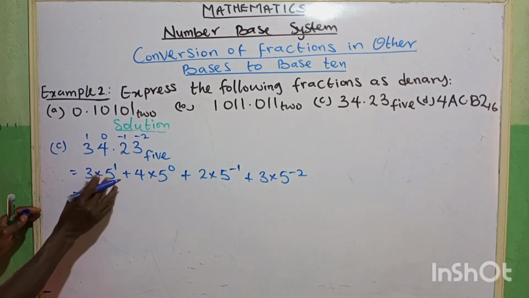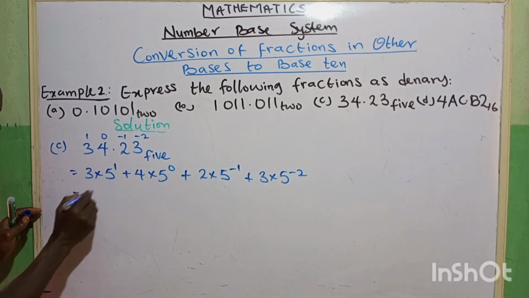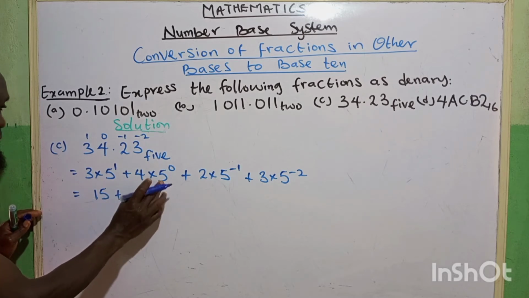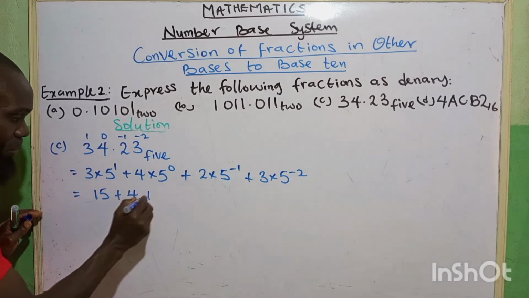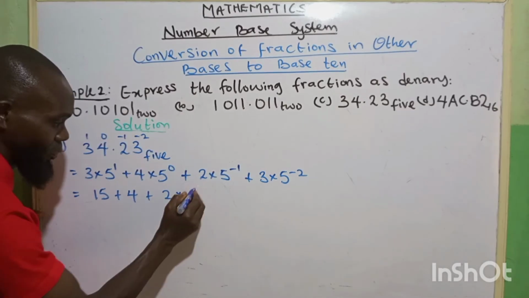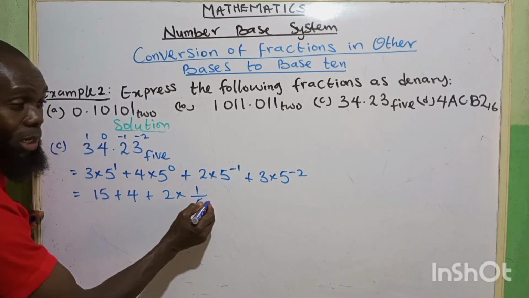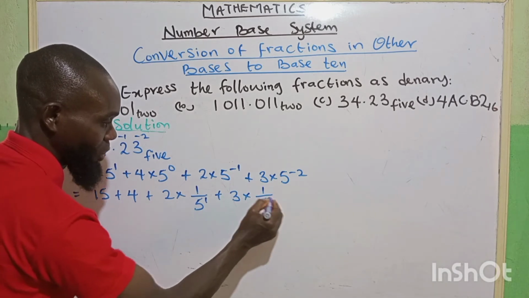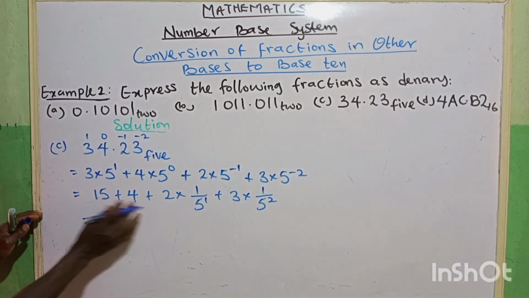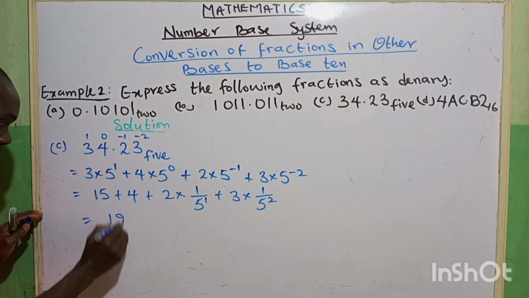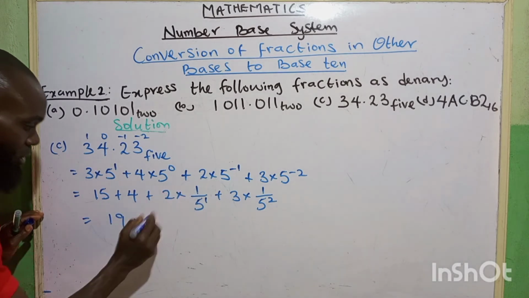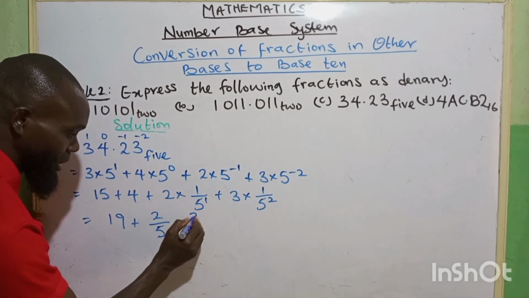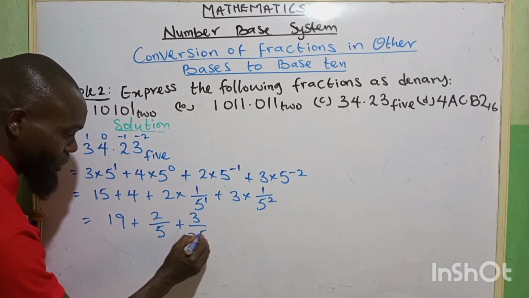So we have 5 raised to power 1 is 5, 5 times 3, 15, plus 5 raised to power 0 is 1, 1 times 4, 4, plus 2 multiplied by, this is 1 over 5, so 5 raised to power 1, plus 3 multiplied by 1 over 5 raised to power 2. So we have 15 plus 4, we have 19, plus 2 times 1, 2 over 5, plus 3 times 1, 3 over 5 times 5 is 25.